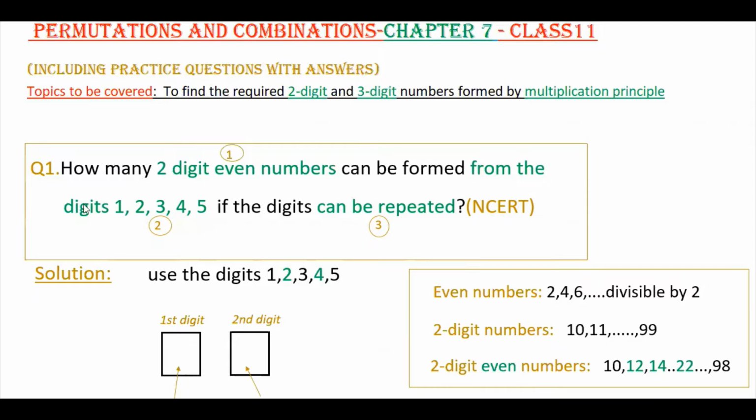So here there are three conditions given. The first one is it should be a 2-digit even number. The second one is we have to use the digits 1, 2, 3, 4, 5. So by using these digits, you have to form 2-digit even numbers. And the third one is the digits can be repeated. So by using these three conditions, you have to write the required number of 2-digit even numbers.